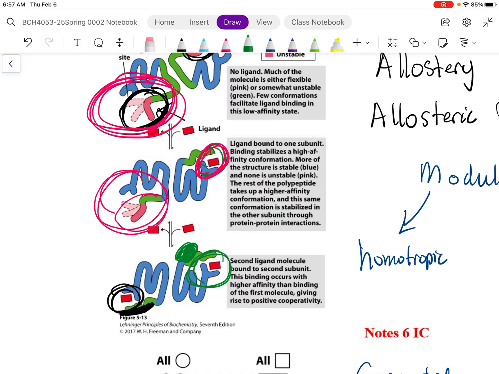So in hemoglobin, the binding site is in the heme. But where does CO2 bind? We'll learn more about that, but it doesn't bind in the same spot. So carbon dioxide and oxygen do not bind at the same spot. So you have a protein that can have many modulators, and it depends on what molecule binds and where it binds.